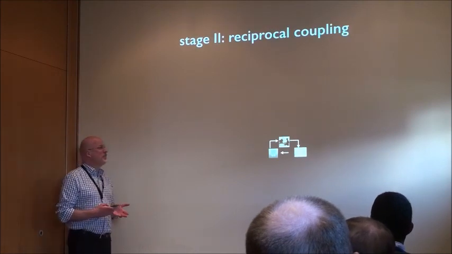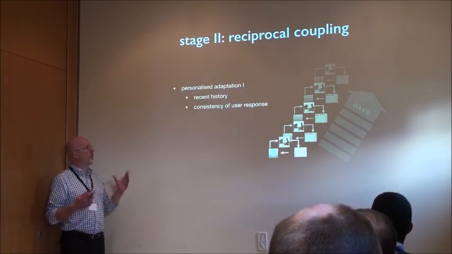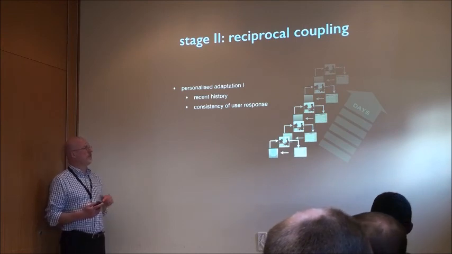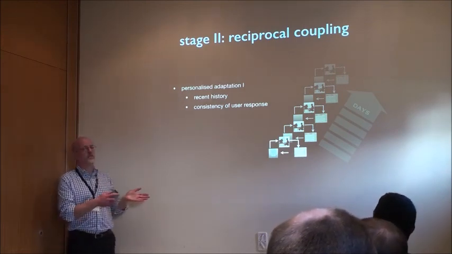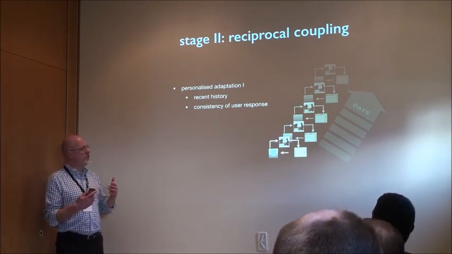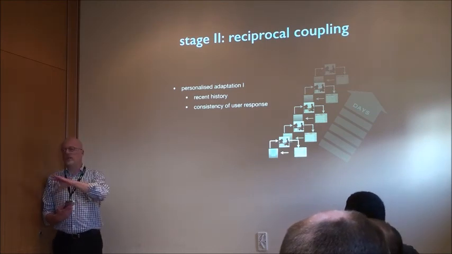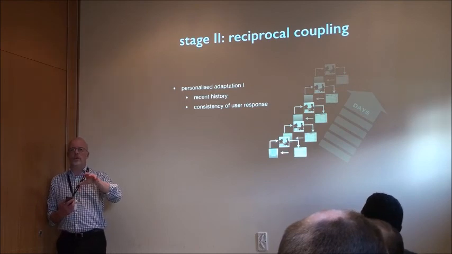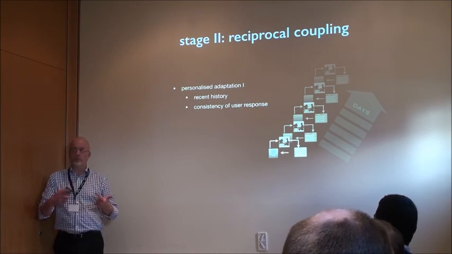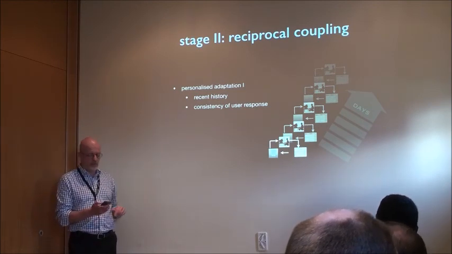And so we have the second stage, which might take place over several different days, which is called reciprocal coupling. And all that means is that the system can now adapt in a personalised way to the person, based on the recent history and based on the consistency of the user response. So what we have now is a system that is building a representation of the user. In psychology we represent the states of the user in two ways. We represent user traits, which are stable over time, and user states, which are variable over time. So now you start to recognise the traits of the person as well as the states that we're working on.